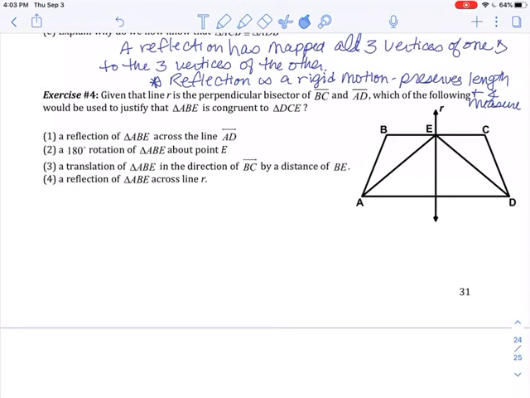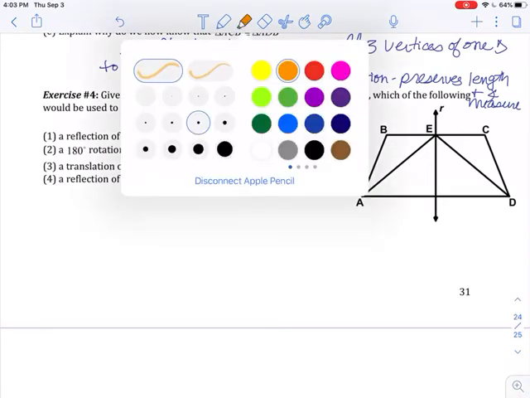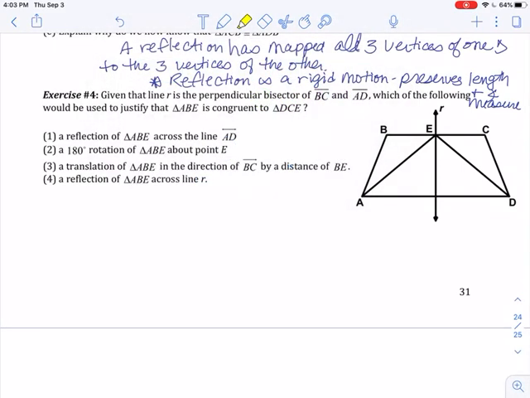All right, last problem. Given that line R is the perpendicular bisector of BC and AD, which of the following would be used to prove that ABE is congruent to DCE? So basically, I'm trying to prove that triangle ABE, which is this guy all the way here, is congruent to this guy over there. Here's what I know. I know R is a perpendicular bisector of BC. It's a bisector of BC. It's cutting BC in half. So I know that those two are congruent to each other.